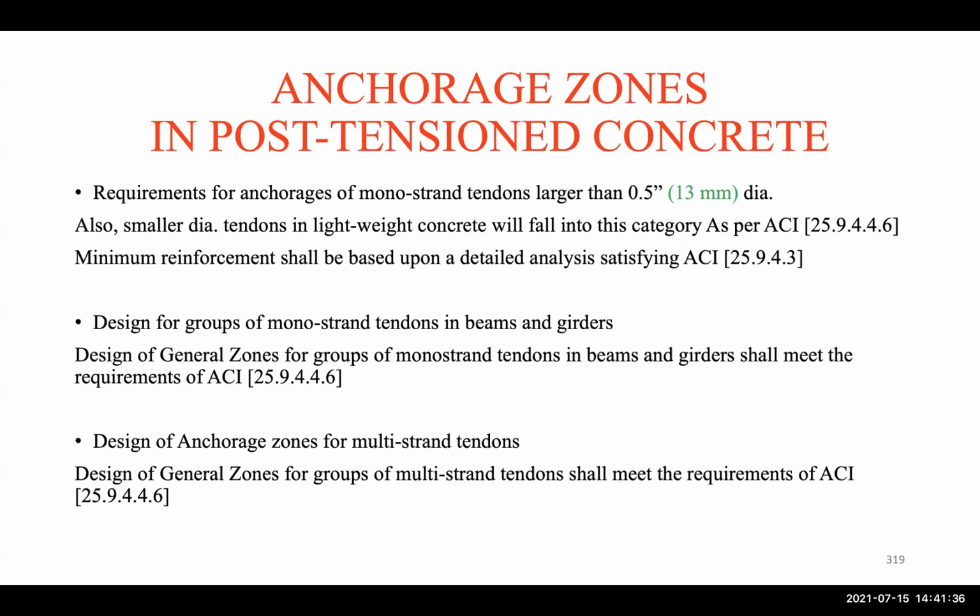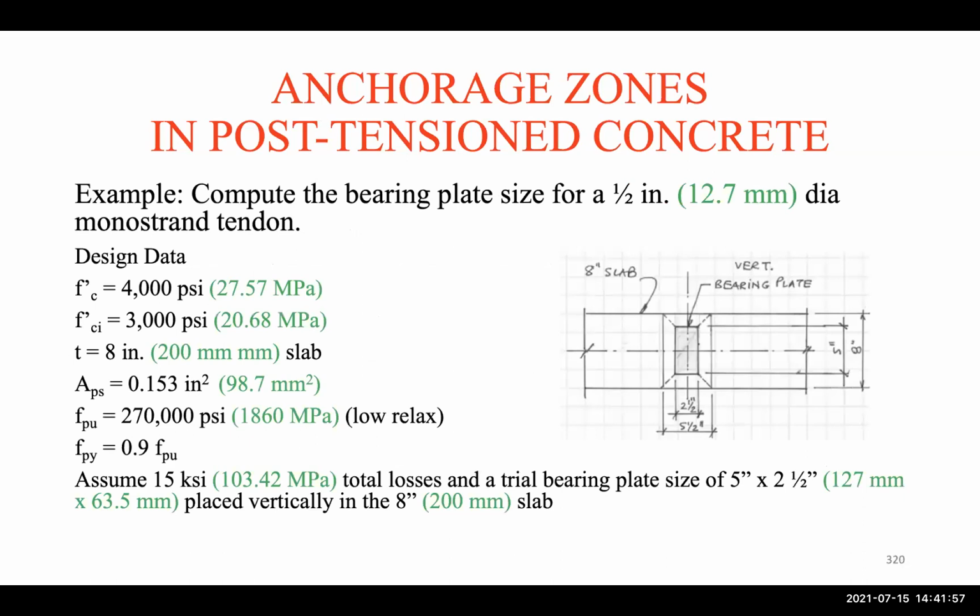And then the design of general zones for the groups of monostrands in beams and girders shall meet the requirements of 25.9.4. And the design of the anchorage zones for multi-strand tendons shall meet the requirements of the same section as well. Okay, so basically calculating the loads for the local zone and the general zone is explained and given in the simplified methods that are given by SEI. Okay, some people use finite element. I have seen that. But that depends on the computer programs that they have.